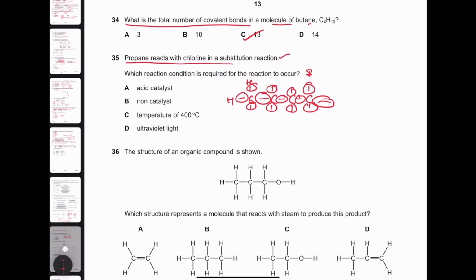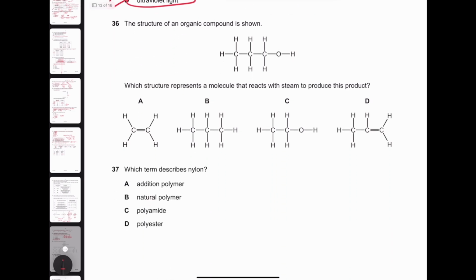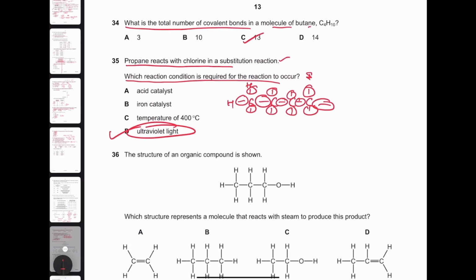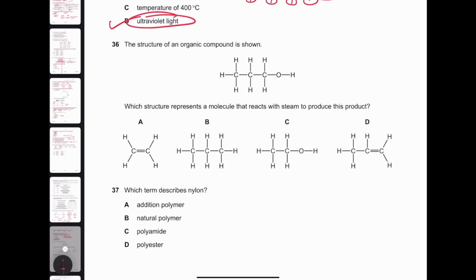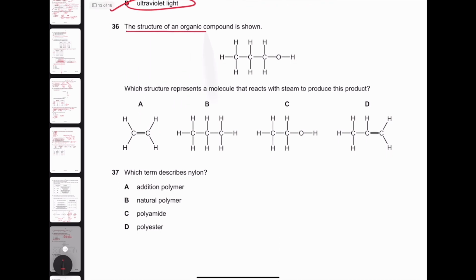Propane reacts with chlorine. This is a substitution reaction. Which reaction condition is required? For this, ultraviolet light is required. Answer is D. Substitution reaction is also called a photochemical reaction because it requires UV light. Alright.